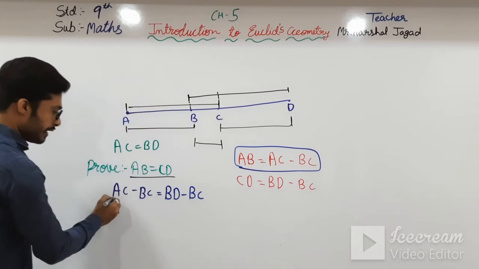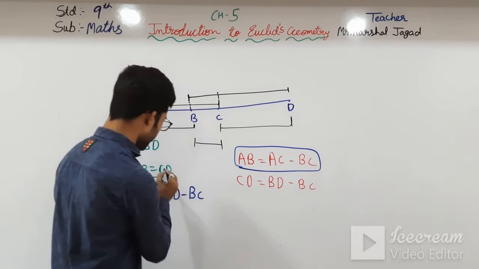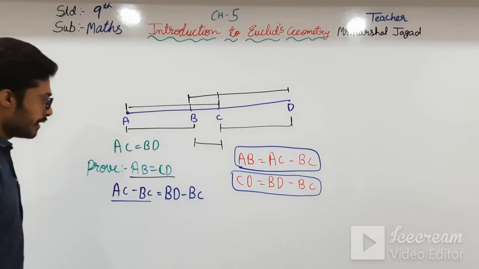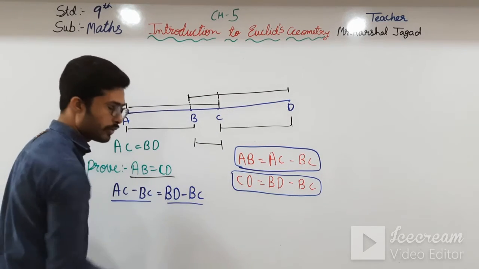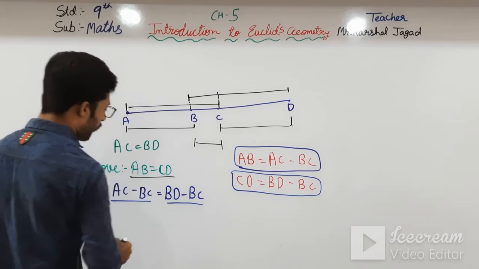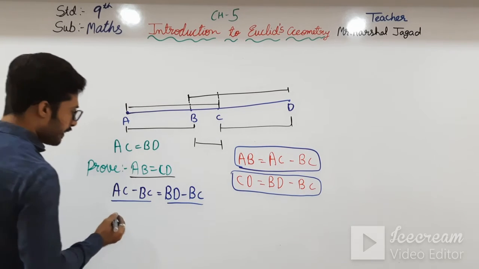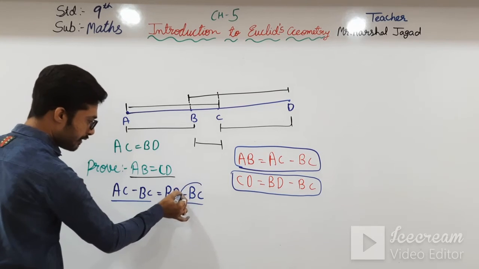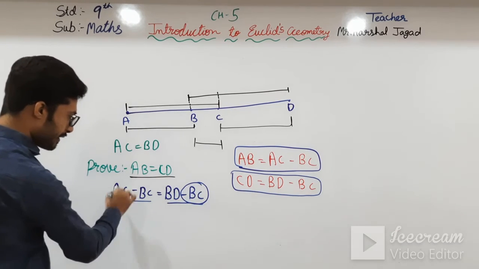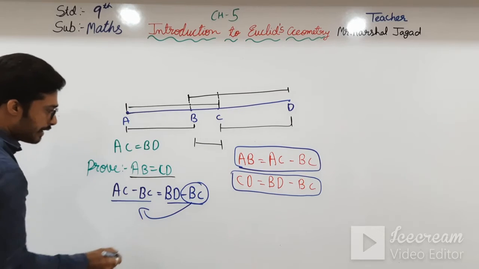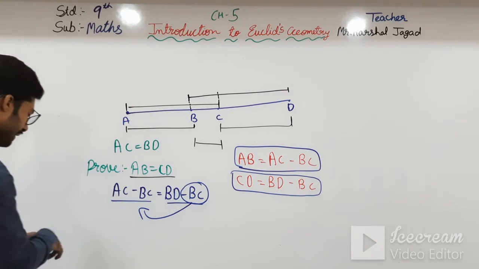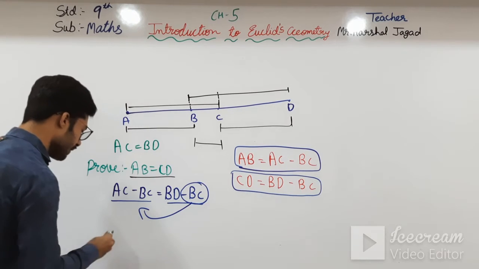This is over here. And what is CD? That is over here. You can see, students, this is over here. Now, what we have to do? If I take this BC over this side, then here it is minus. When it comes to this side, then it will become plus.